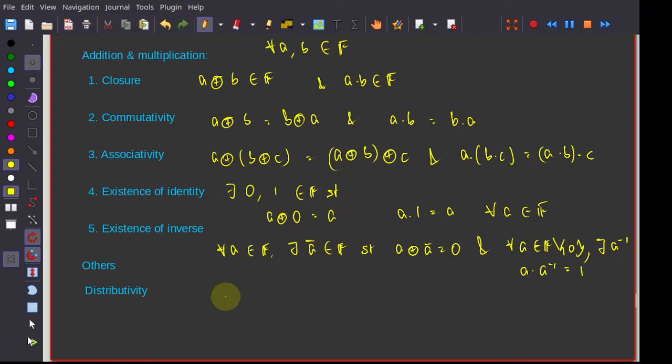And one other property that we'll require is, so now we've individually looked at properties of addition and multiplication. We also want these to interact in a nice way. So a times (b plus c) should be equal to a times b plus a times c.